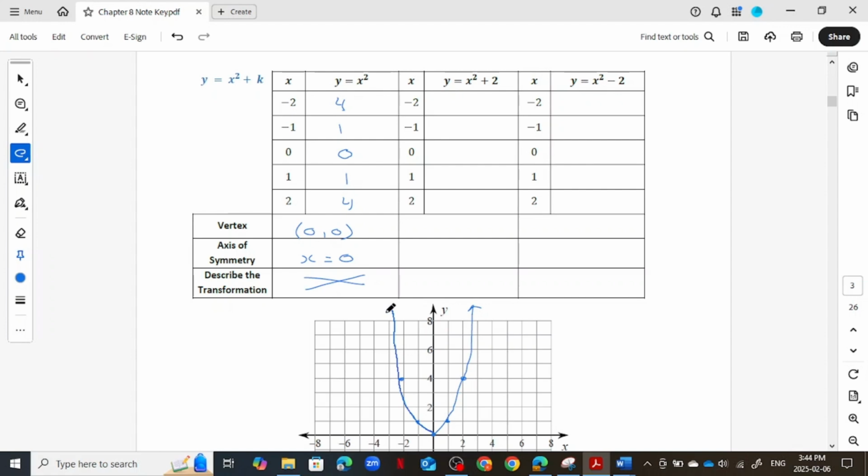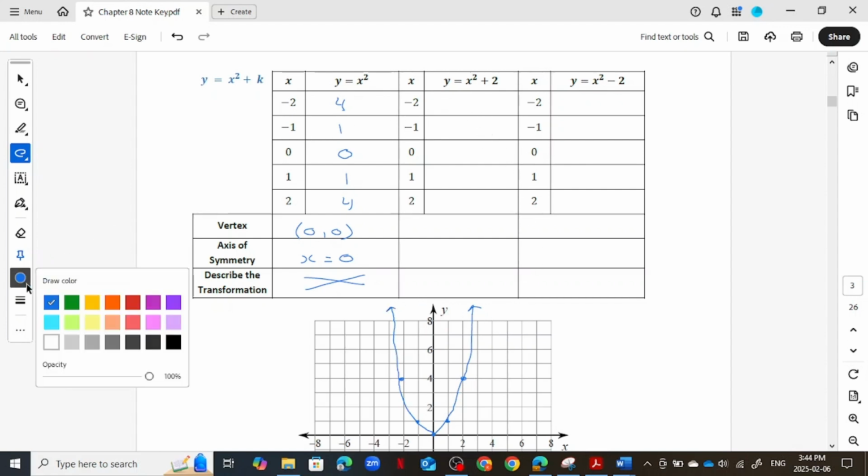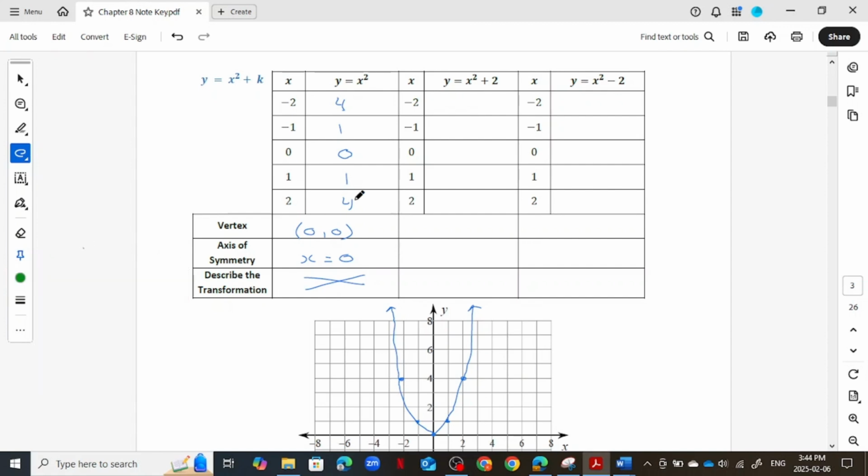Then we're going to look to see what happens when we have y equals x squared plus 2. So I'm going to switch to a different color. And we're going to put in our values of x. So we put in -2. We get -2 squared is 4. 4 plus 2 is 6. We're going to plug in x equals -1. -1 squared is 1. 1 plus 2 is 3. We're going to plug in 0. 0 squared is 0 plus 2 is 2.